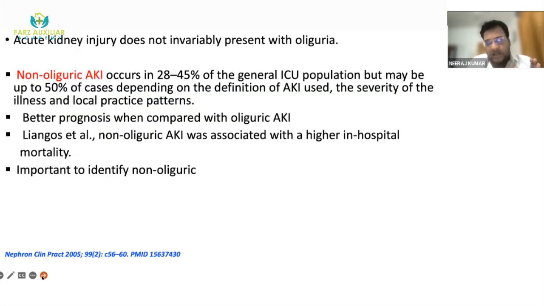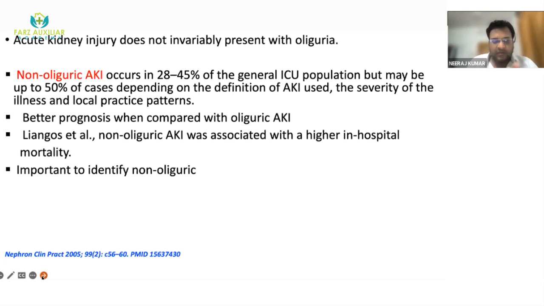Without going into further details, if you see this slide, acute kidney injury doesn't invariably present with oliguria. Non-oliguric AKI occurs in 28 to 45% of the general ICU population, and it may be up to 50% depending upon the definition we use for labeling AKI. Non-oliguric AKI is generally thought to have a better prognosis.